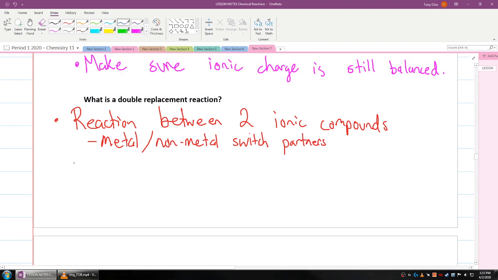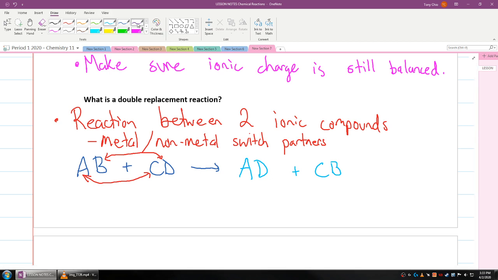Now, an example of this: you have AB reacting with CD, and when this happens, A is going to swap with C. Or you can also think of it as B will swap with D. And when this happens, you're going to form new compounds. In this case, you're going to have AD plus CB.